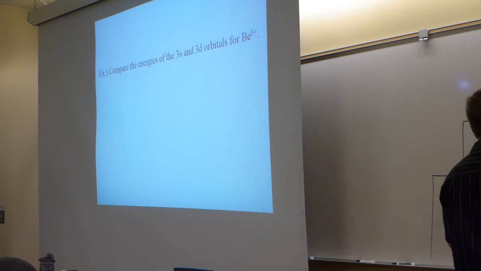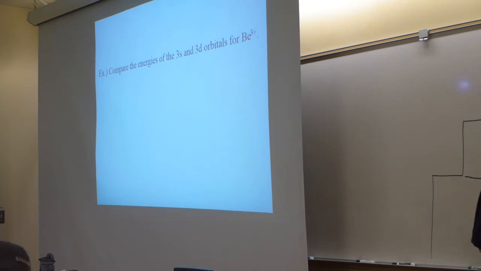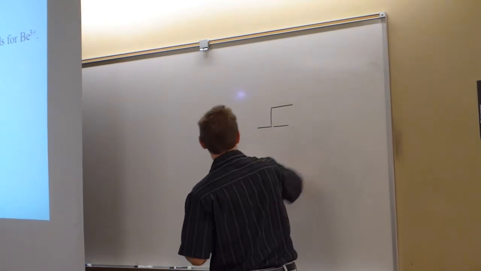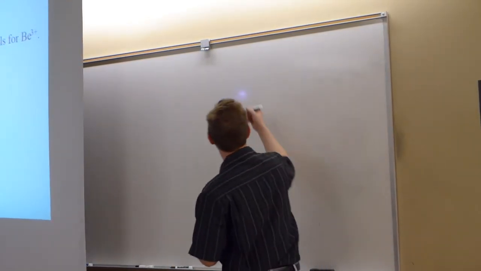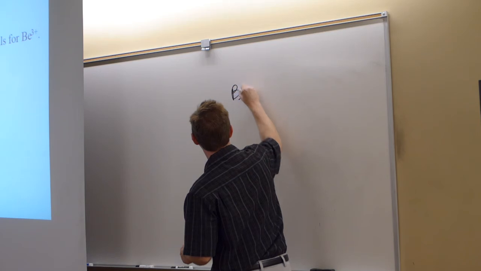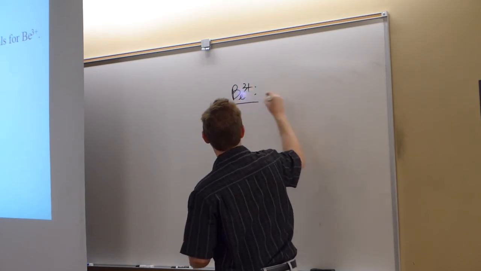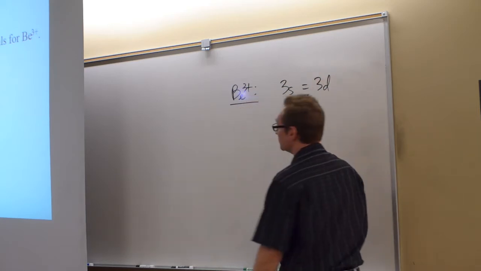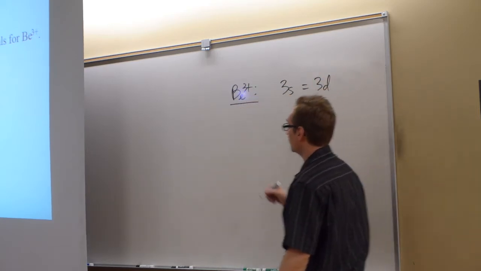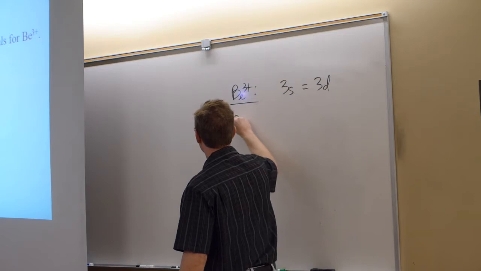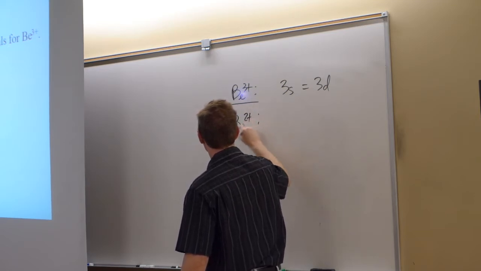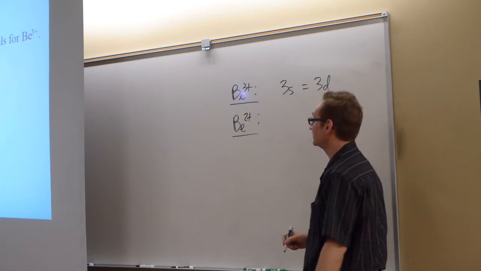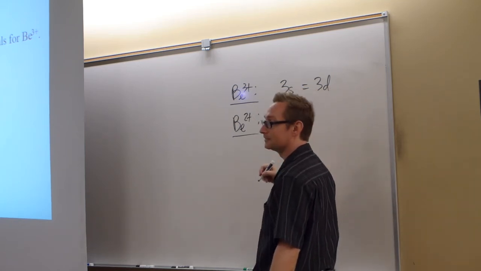So for beryllium 3+, the 3s is equal to the 3d in energy. What do you think it would be if I just said beryllium 2+? Change the problem a little bit. What do you think the answer is?